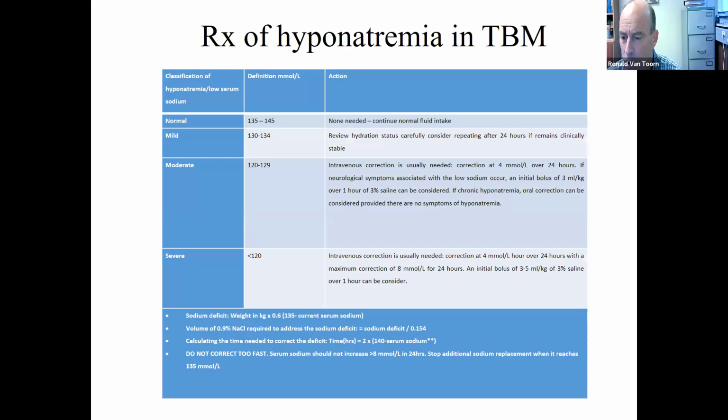So never fluid restrict these patients. And this is a treatment protocol if you're dealing with hyponatremia. If it's mild, you can just review the hydration status and see if it goes down further. If the serum sodium is below 130, consider it to be moderate, and then you need to correct intravenously, slowly, by giving hypertonic saline solution.